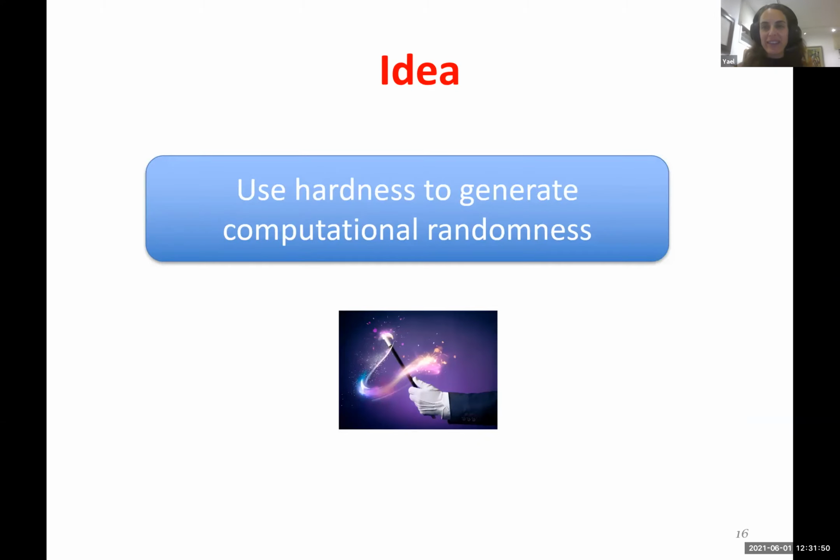So here's the main insight of how to do this. And I remember when I studied this as a student, my mind was blown away. So how do you generate something that looks random? The idea is to use hardness. I'm going to show you how to use hardness to generate randomness, to generate computational randomness. That is my kind of magic. As I said, I'm going to only be secure against computationally bounded adversaries. So I'm going to use something that's hard for them, that they won't be able to compute. And for them, it will look random. That's the idea.